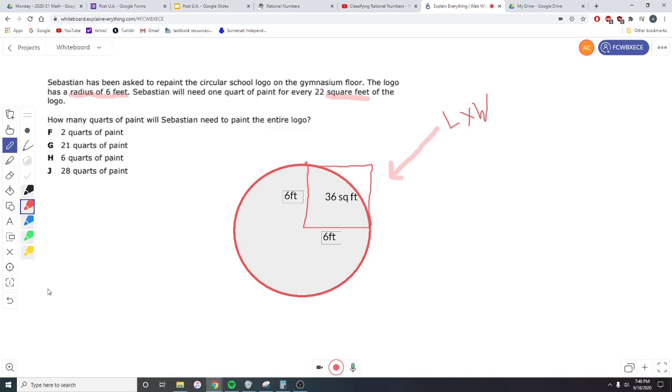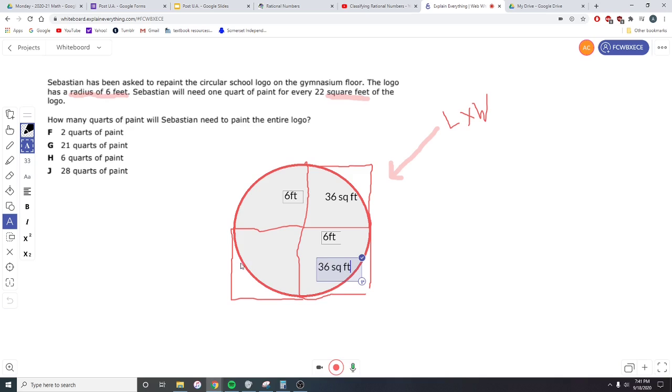However, we can't just have one of those squares. We need approximately 3 of those radius squares. I'm doing a very sloppy job of drawing it, but let's make this 3 radius squares. That's 2, and that's 3. All of these radius squares are the same. So if this is 36 square feet, this is also 36 square feet, and this one is also 36 square feet.